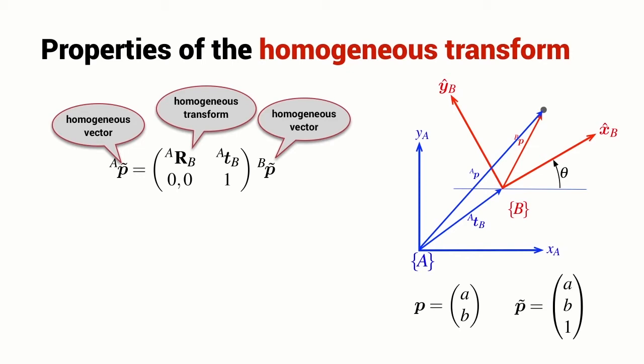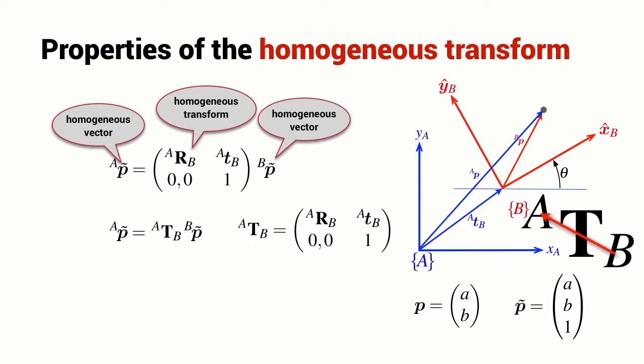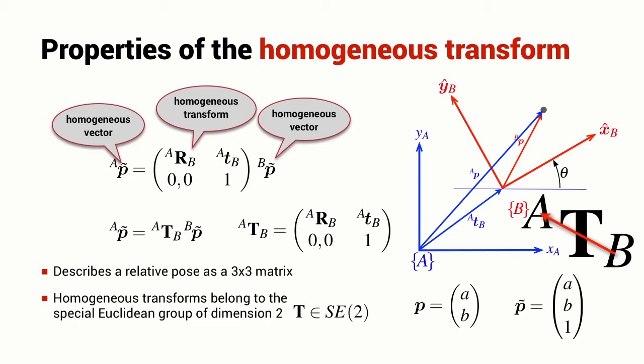It is a 3x3 matrix. The homogeneous transformation matrix T comprises a rotation matrix, which is 2x2, and a translation vector, which is a 2x1 matrix, padded out with a couple of zeros and a 1. This matrix describes a relative pose. It describes the pose of B with respect to the pose of A. All of that is encoded in this single 3x3 matrix. A mathematician would say that a homogeneous transformation belongs to the special Euclidean group of dimension 2. Symbolically, we would say the matrix T belongs to the set SE2.